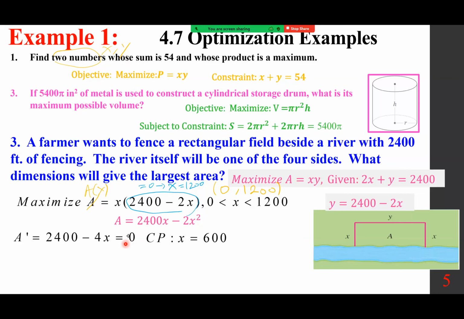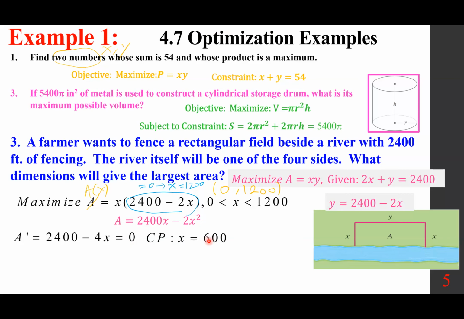Now, before we move on, remember whether we do the first or the second derivative test, if we happen to have an open interval with one critical point, the first or the second derivative test tells us it's a local max or min. However, since it's only one, it becomes an absolute.